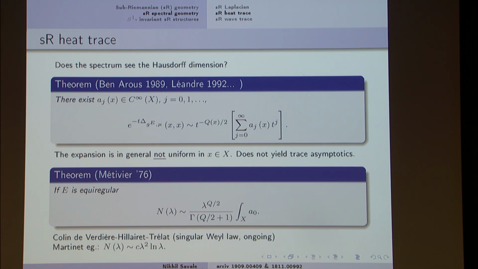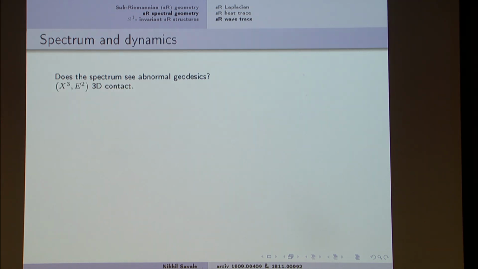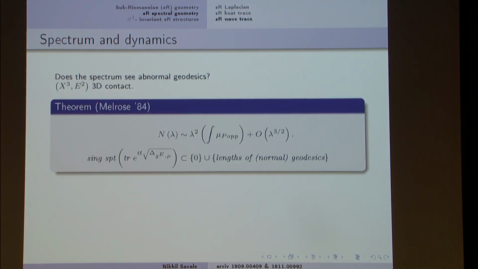Okay. And now the second question one could ask is whether the spectrum of the Laplacian sees these abnormal geodesics. So that's the second kind of weird phenomenon in sub-Riemannian geometry. And to see geodesics or dynamics in the spectral theory, usually you look not at the heat equation but at the wave equation. So let's analyze now the wave equation.